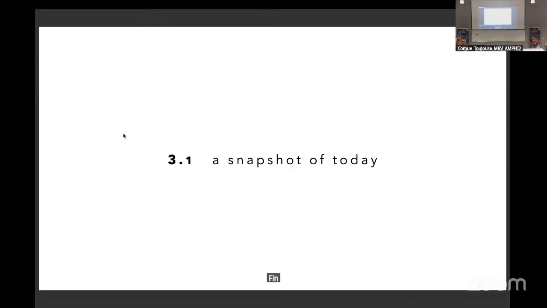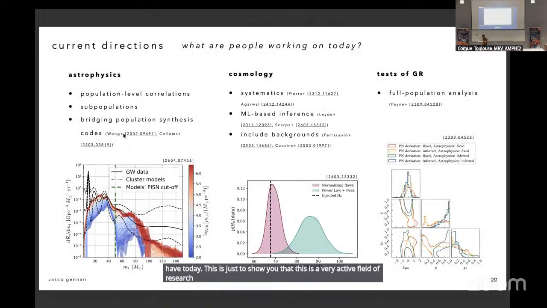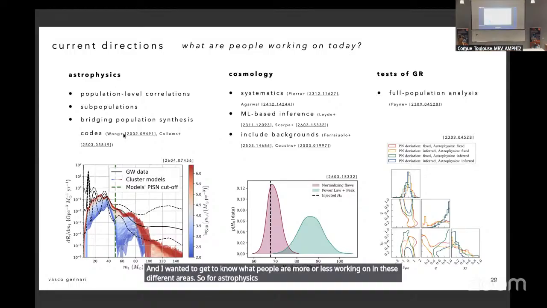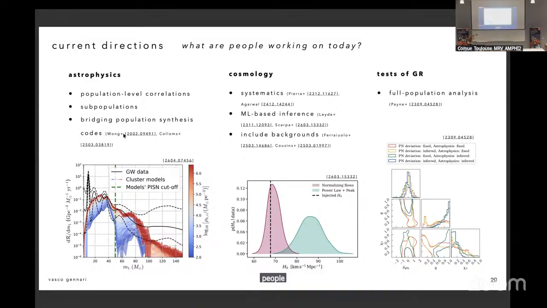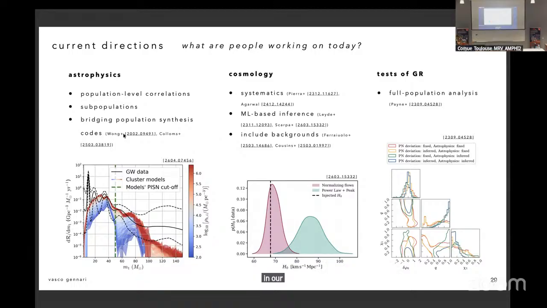Finally, I will conclude with a quick snapshot of some of the results that we have today. This is just to show you that this is a very active field of research, and I wanted to give you an idea of what people are more or less working on in these different areas. So for astrophysics, for example, people are looking for correlations on a population level, like dependencies of the mass of the systems on the spins or the redshifts. And this is closely related to the identification of potential subpopulations in our data sets.